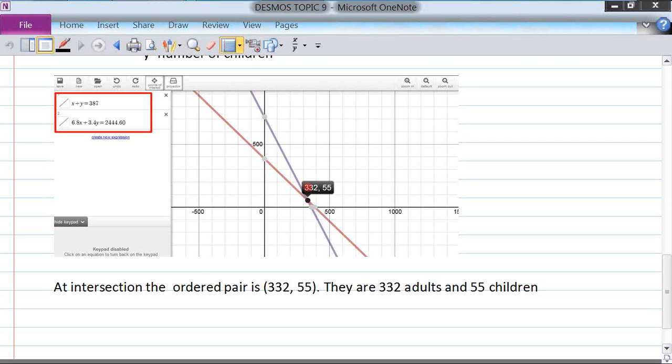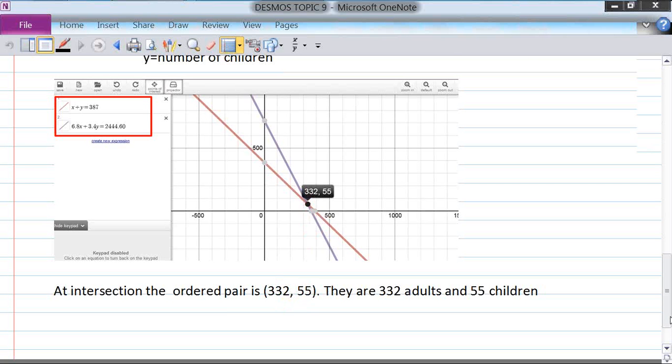So all we have to do once we set up the equation is look for the point of intersection, which means that there are 332 adults and 55 children. Once you know the X value, the Y value is 387 minus 332, which gives you 55. But you don't need to calculate that, because right here you can see what the x and y values are that lie on both lines. So this is the x value, this is the y value, this is the adult value, this is the children value.